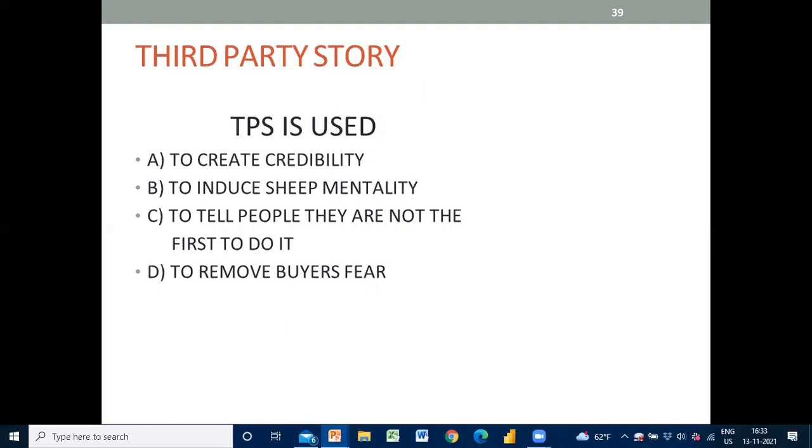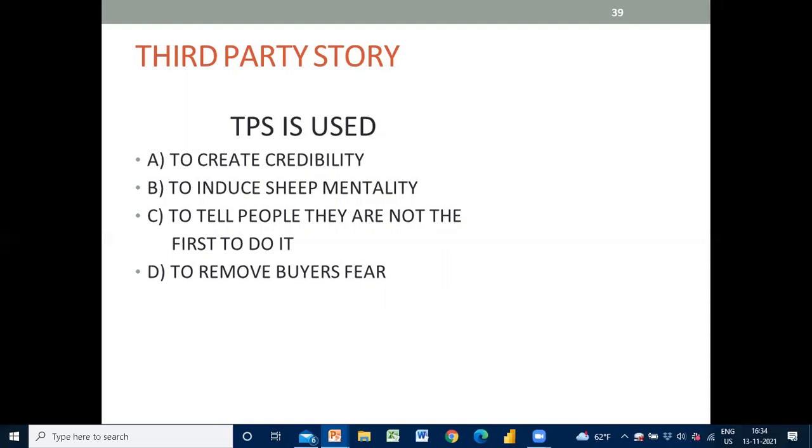So the first tool is trial close, the second tool is fact benefit selling, and the third tool is third party story. Now, a third party story, what does it do? One, it creates credibility. If you want to create a product, the product needs to have credibility. Nobody wants to be the first person to buy things.